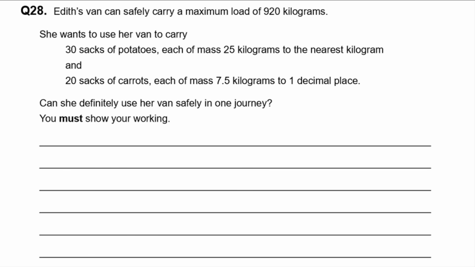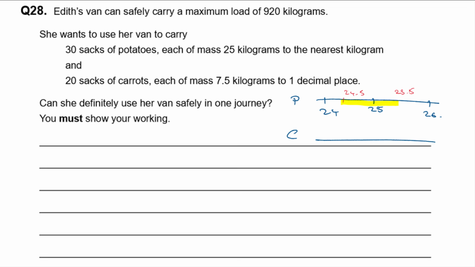Okay, so what we need to do is consider the bounds of these numbers and then work out which bound we need, and then work out our upper bound, I guess, for the weight. Okay, so let's just do that. So for the potatoes, potatoes are 25 kilograms to the nearest kilogram. Next one on the scale would be 26, one below would be 24. The ones that are around 25 are going to be halfway between or nearer, which is 24.5 to 25.5. So that's the bounds for the potatoes.